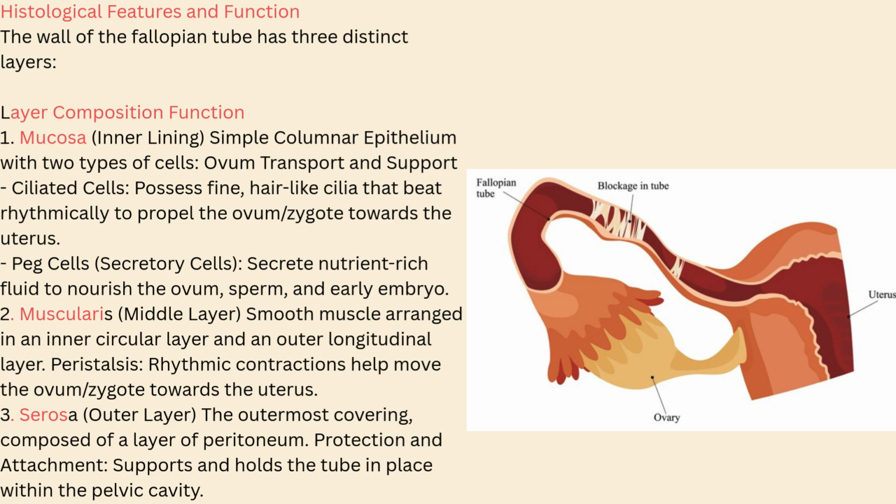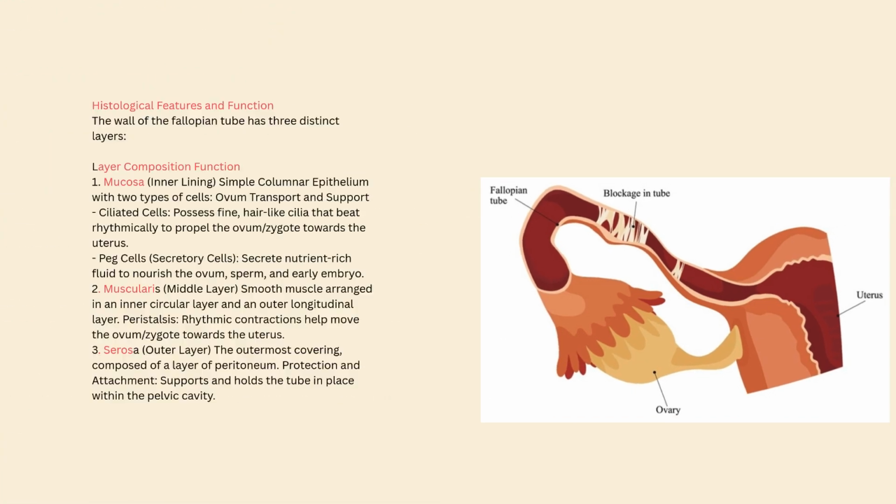The second one is ampulla. It is the middle long and straight part of the oviduct. Fertilization of the ovum takes place in this region. The third one is isthmus or cornua, that is the still narrower part of the duct opening into the uterus.